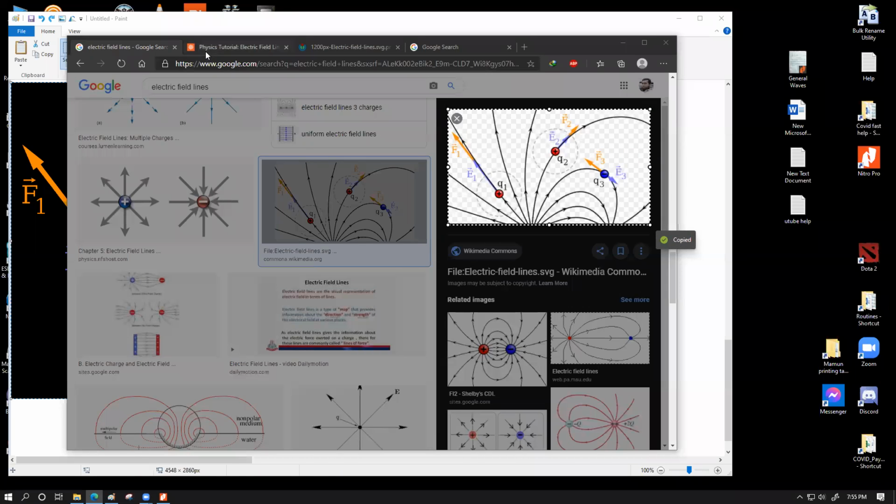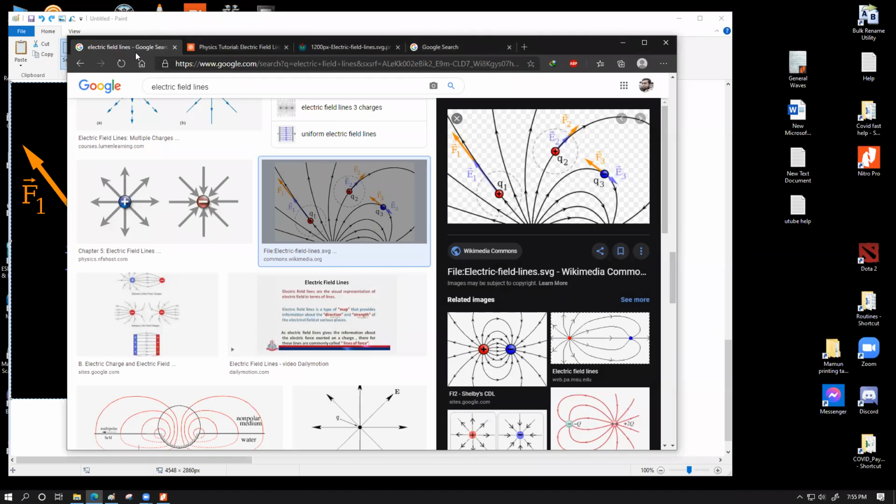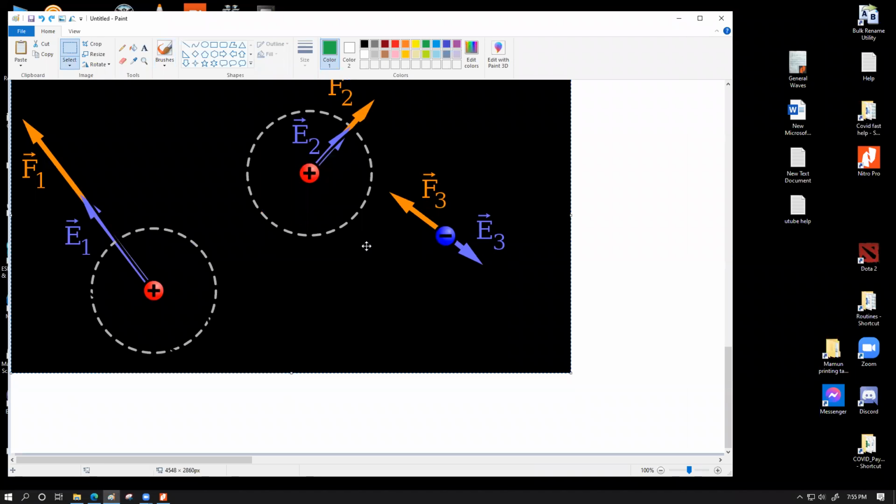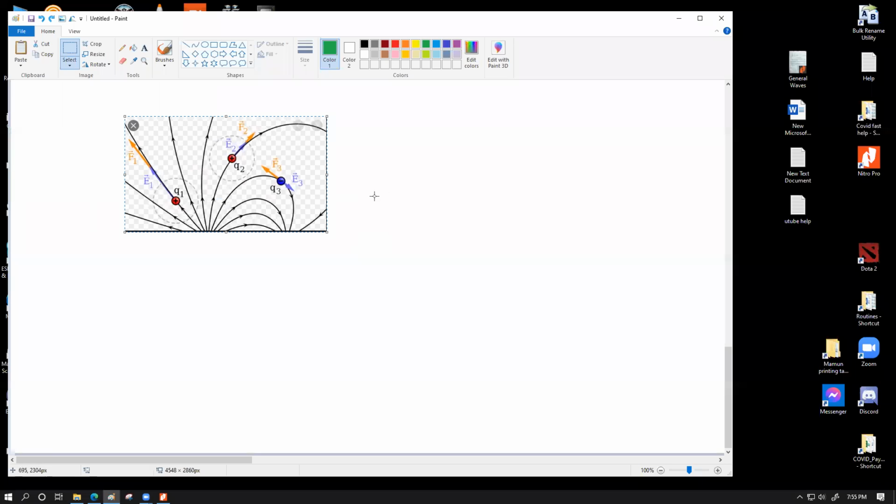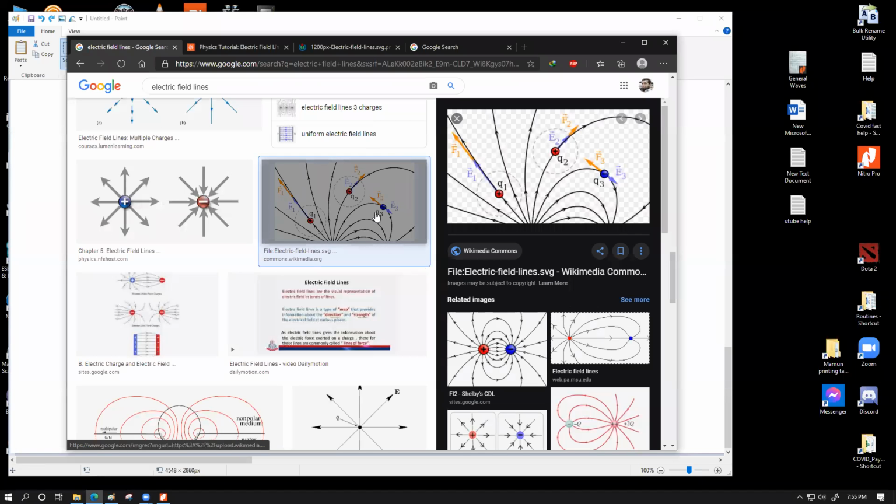Oh, wow. I don't have to use snipping tools. Boom. Beautiful. Yes, this is precisely what I wanted. So I'm going to need that after a while.